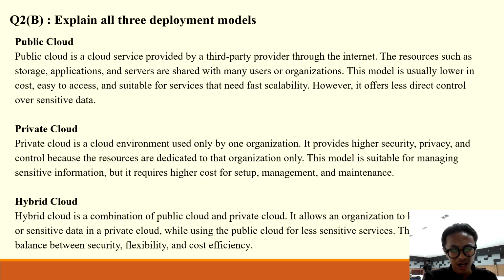The last one we have is a hybrid cloud. Hybrid cloud is a combination of public cloud and private cloud. It allows an organization to keep important or sensitive data in a private cloud, while using the public cloud for less sensitive services. This model gives a balance between security, flexibility, and cost efficiency.